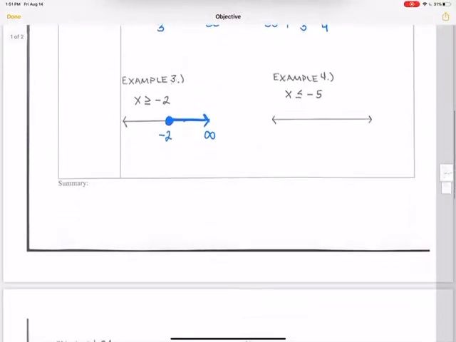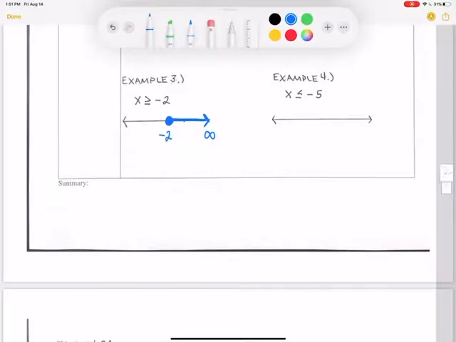In example 4, we have x is less than or equal to negative 5. So again, negative 5 on the number line. I have negative infinity on one end, positive infinity on the other. Less than means I'm going to the left, so starting at negative 5, going to the left towards the smaller numbers. And notice it's less than or equal to, so I'm going to want to fill in my circle here. So that's inequalities on a number line and what it means, what direction the numbers are going.